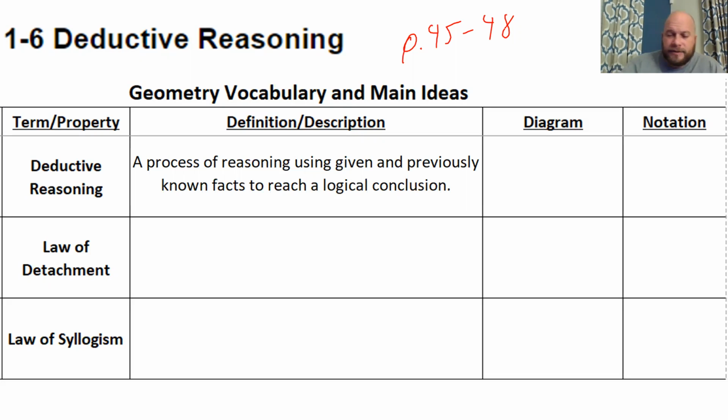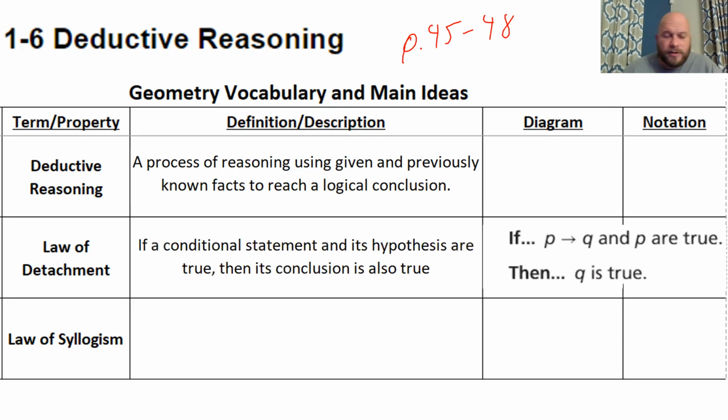Law of detachment. Law of detachment is probably one of the most basic laws when it comes to reasoning. It says, if a conditional statement and its hypothesis are true, then its conclusion is also true. So if P then Q and P are true, then Q is also true. I know that's kind of confusing, but once we do a couple examples, it'll make more sense.